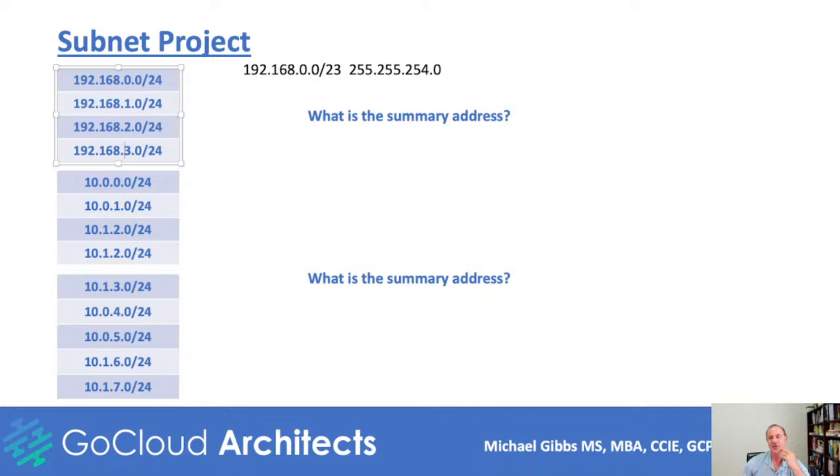So can somebody tell me what kind of a subnet mask we could use for 192.168.0.0 that would include all four of these subnets? Can anybody tell me?